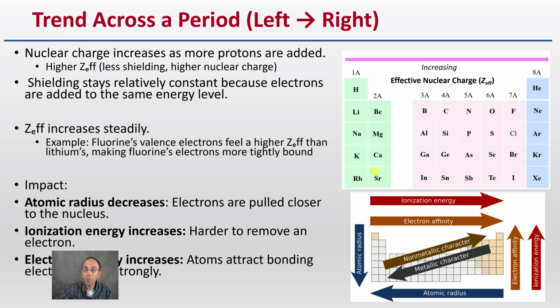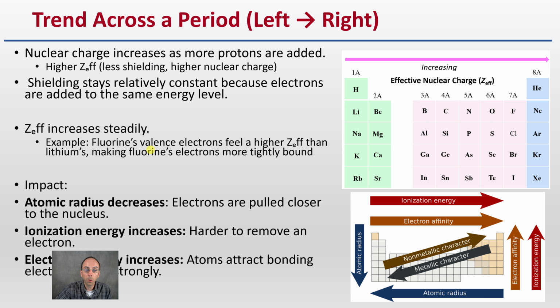Now, the trend across the periodic table, as we go from left to right: the nuclear charge does increase because simply more protons are being added. The shielding stays relatively constant because electrons are added to the same energy level as we're working across that row or period. Now we have that effective nuclear charge increasing steadily.